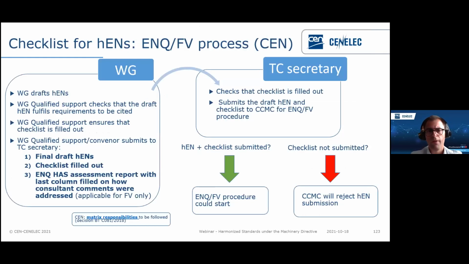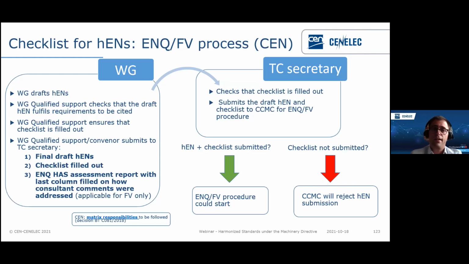So here on the slide, you have the process of the checklist for harmonized standards for both inquiry and formal vote processes in CEN. Below, what you need to know is that there is a BT decision on the matrix of responsibilities, which basically indicates who is responsible for doing what in the TC and working group in terms of harmonized standards. On the left side, you have activities that happen in the working group. So the first is obviously that the convener and the experts are responsible for drafting the harmonized standard.